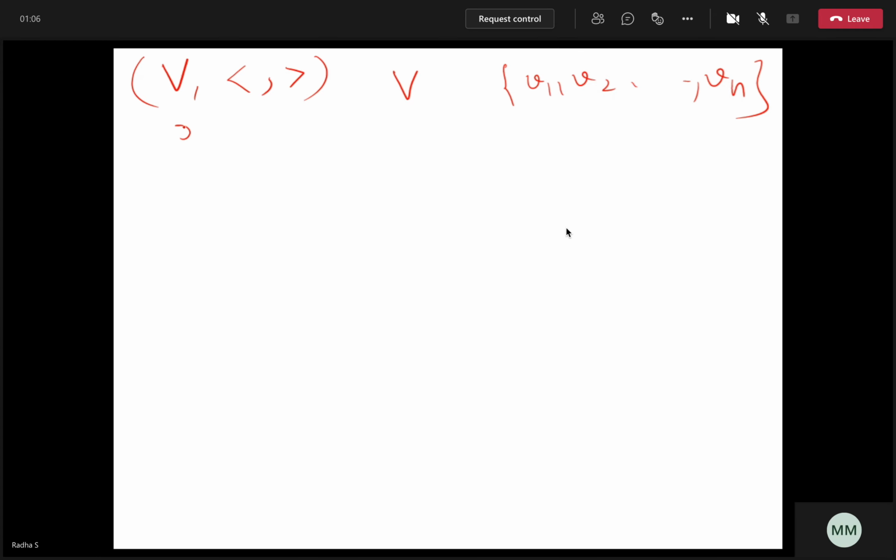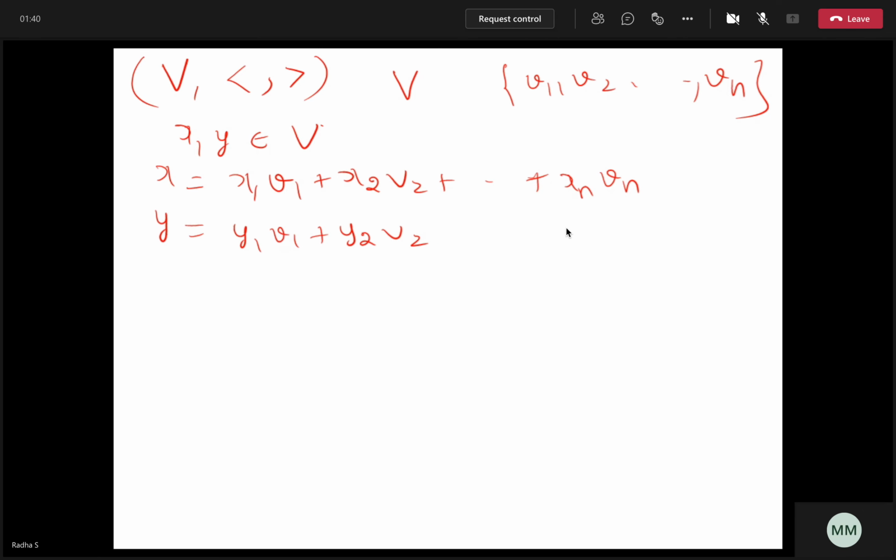So I'm considering two vectors, x and y from V. So how to write x? x can be written as a linear combination of these n elements. Instead of taking C1, C2, etc., Cn, I'm going to take x1, x2, etc., xn as the scalars. So x can be written as x1 v1 plus x2 v2 and so on. You have to know x1, x2, etc., xn are scalars, and v1, v2, vn is a basis. Similarly, y is equal to y1 v1 plus y2 v2 plus etc., yn vn.